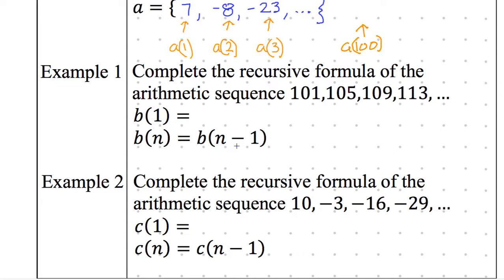Okay, let's do example 1. Complete this recursive formula for the arithmetic sequence, and here's our sequence. They gave us a sequence, and we have to come up with a rule. It goes 101, 205, 209, 213.